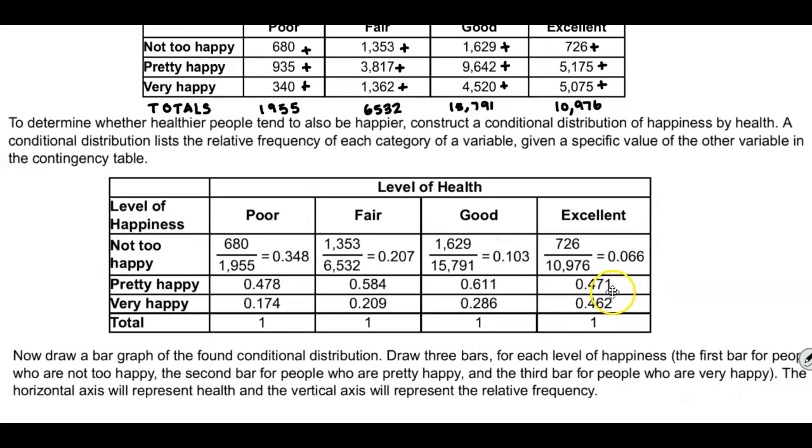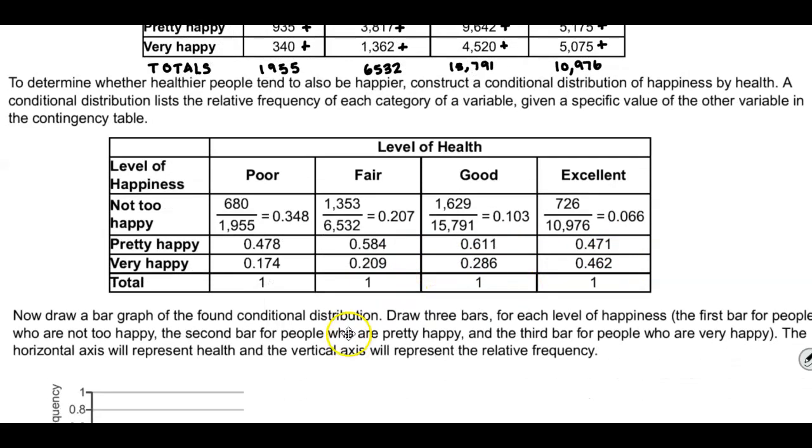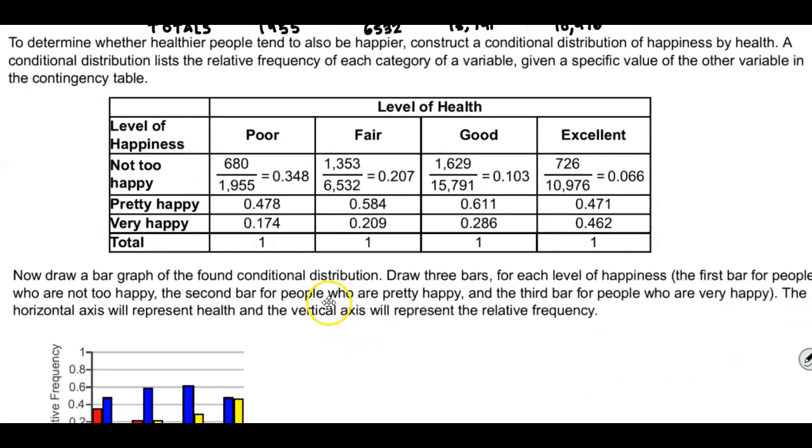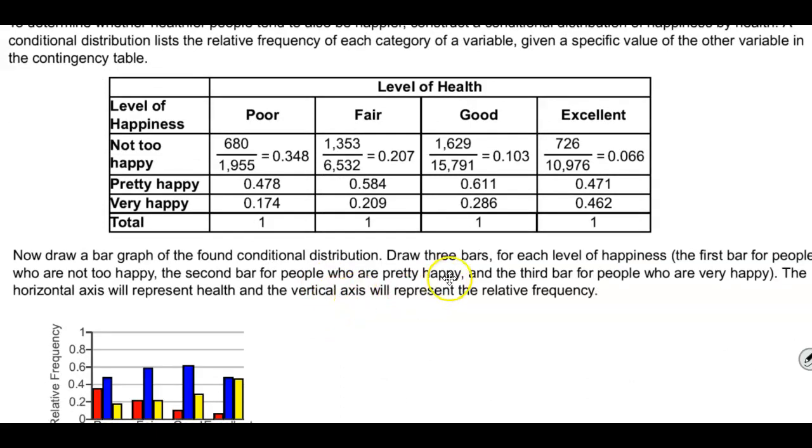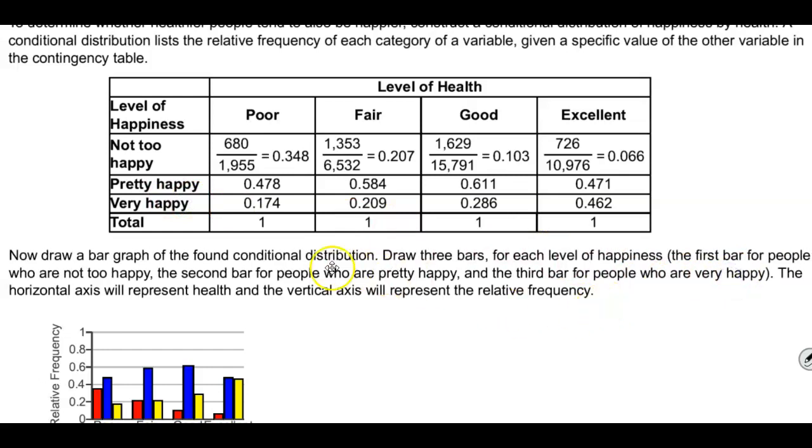Now, the next part we want to do is draw a bar graph of the found conditional distribution. We draw 3 bars for each level of health, one for each level of happiness. The first bar is for people who are not too happy, the second bar for people who are pretty happy, and a third bar for people who are very happy. The horizontal axis will represent the health, and the vertical axis will represent the relative frequency.